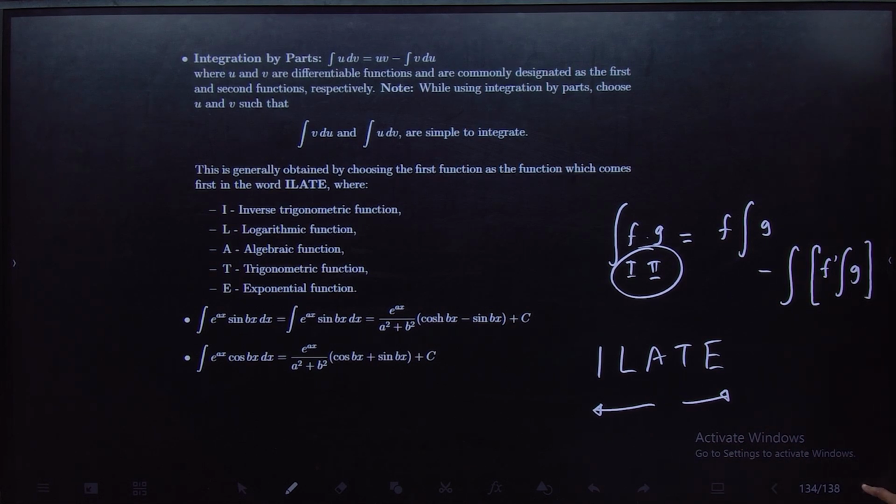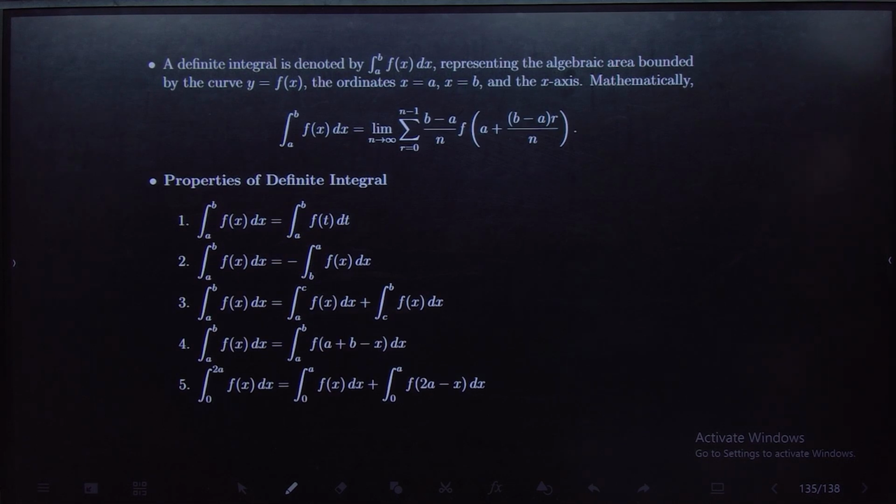So yeah, cool. Now definite integrals, okay? So what is a definite integral? A definite integral has a geometric idea which basically tells you that, right?